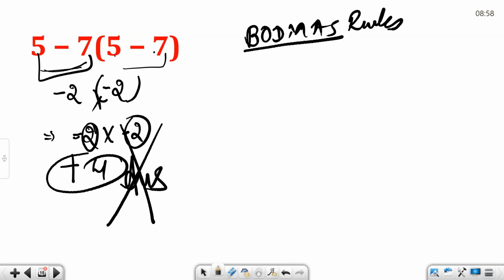According to the BODMS rule, we solve the brackets first. After that, we handle division and multiplication, then addition and subtraction with the same priority. Now, let's rewrite the question.